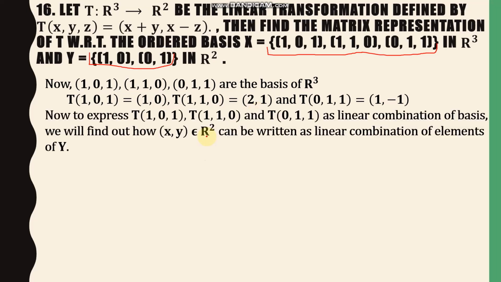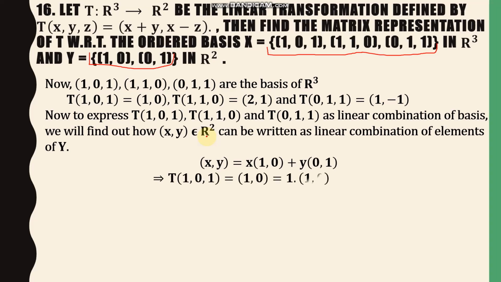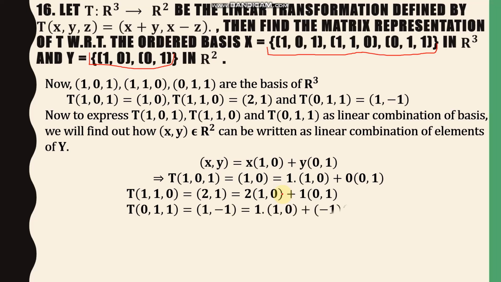So now you can see (1,0) can be expressed as 1 times (1,0) plus 0 times (0,1). (2,1) can be expressed as 2 times (1,0) plus 1 times (0,1), and (1,-1) can be expressed as 1 times (1,0) plus minus 1 times (0,1). Okay, so we'll write these coefficients in the form of a matrix and then take the transpose of that matrix, and that will give us the matrix representation of this linear transformation.